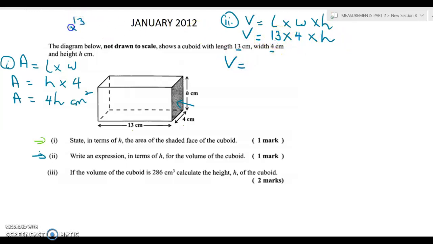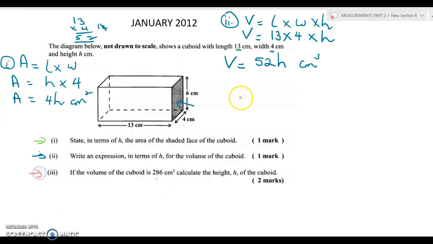So our volume, simply by multiplying 13 by 4, we could add there quickly. 3 by 4 is 12, right? And then 1 by 4, we get 52. So 52h. And we could put cm cube because it's for the unit, right? Now, if you realize there's just 1 mark each for part 1 and part 2, those were pretty easy parts anyways. The real thing comes now in part 3, where it says the volume of the cuboid is 286 cm cube, calculate the height.